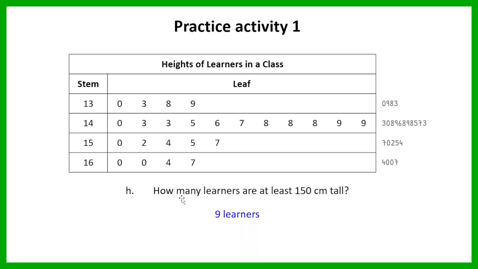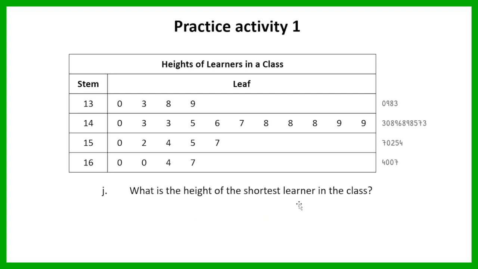And then question I, how many learners are less than 160 centimeters tall? So 160 is over here. So I need to know how many are less than that. So that's going to be the people that are in these intervals. So I'm going to count all of those. There's 1, 2, 3, 4, 5, 6, 7, 8, 9, 10, 11, 12, 13, 14, 15, 16, 17, 18, 19, 20. So there are 20 learners that are less than 160 centimeters tall.